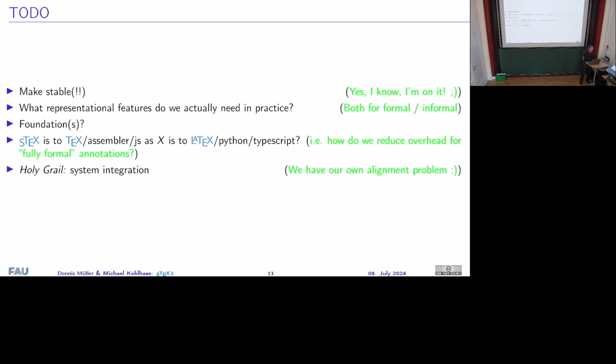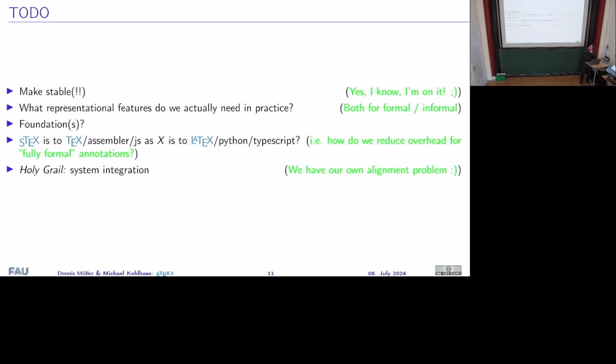Some things to note with respect to future work: first and foremost, to make the entire thing more stable. Those of you who've toyed around with it in the last few weeks might have hit a couple of pain points, which I'm very much working on getting rid of. And then there are a couple of actually interesting research questions, which is what features we actually need in STEC to conveniently represent mathematical content in some close to formal manner in the first place. We have a few ideas and we have more things to experiment with to figure out what that actually means.